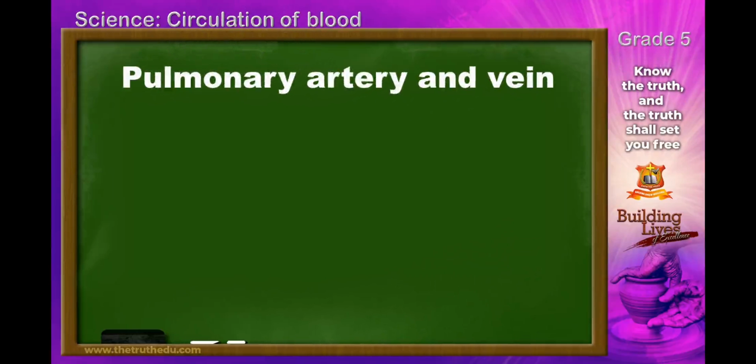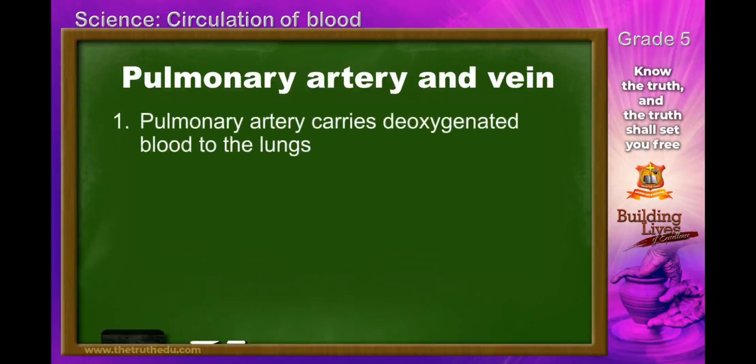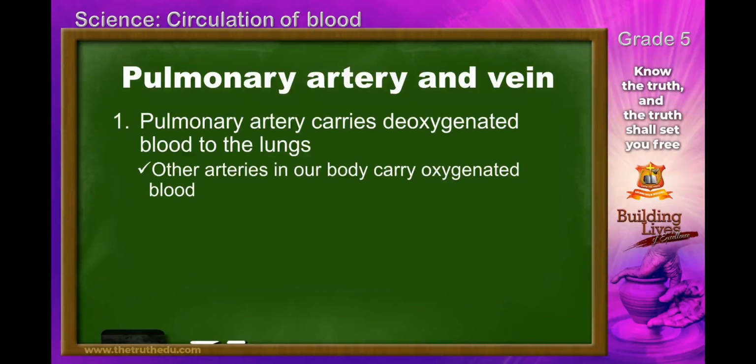So what are the pulmonary artery and pulmonary vein? These both are very special. We'll know why. The pulmonary artery is the artery that carries deoxygenated blood to the lungs from the heart. But actually, arteries are the ones that carry oxygenated blood. So the pulmonary artery is the only artery in our whole body that carries deoxygenated blood.